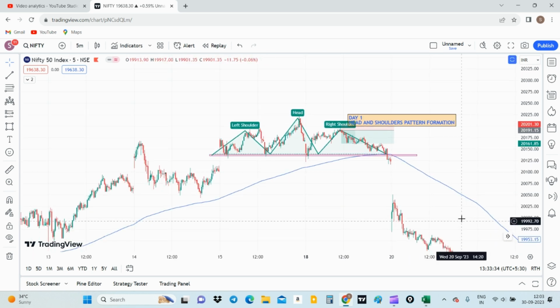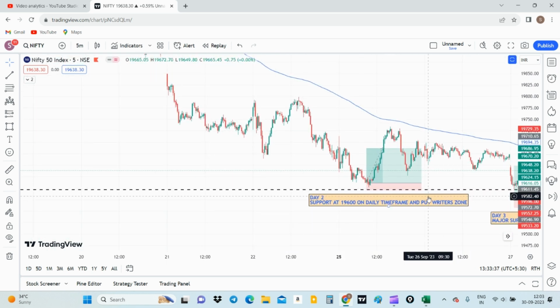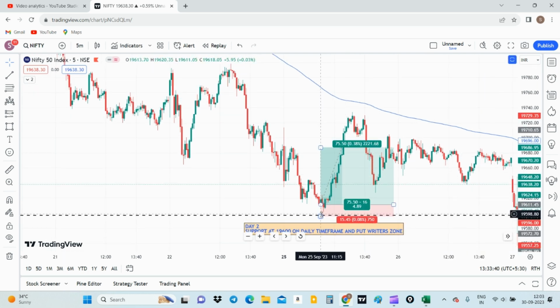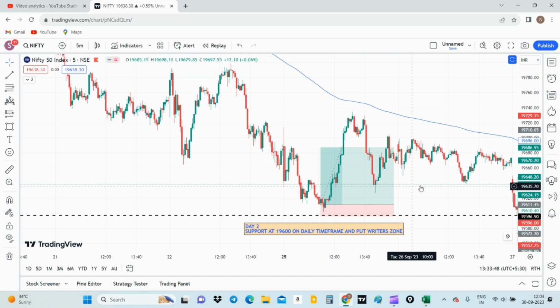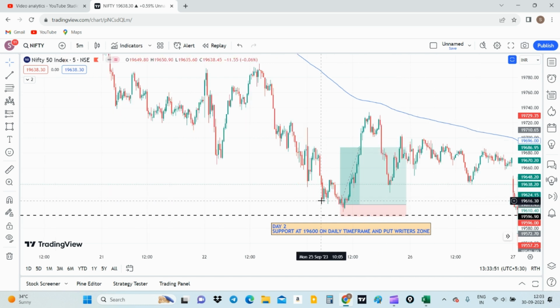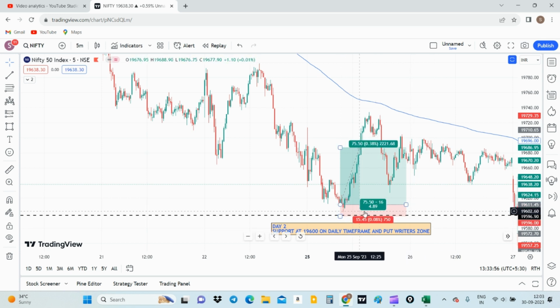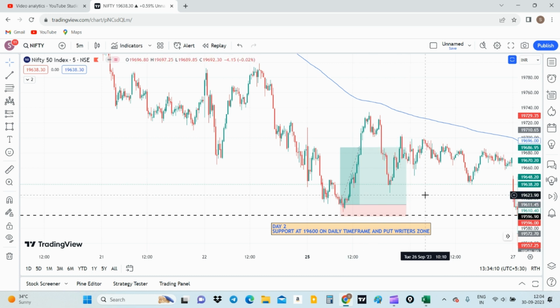Let's move ahead with the second day. On a daily time frame, there was a major support around 19,600, and even the put writers' concentration was high over there, so I made an entry with a stop loss of around 19,580 odd levels. I had conviction because there was huge put writing at that time. So my entry was precisely around 19,610 to 615.